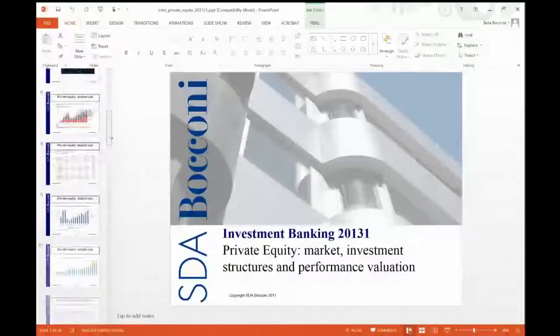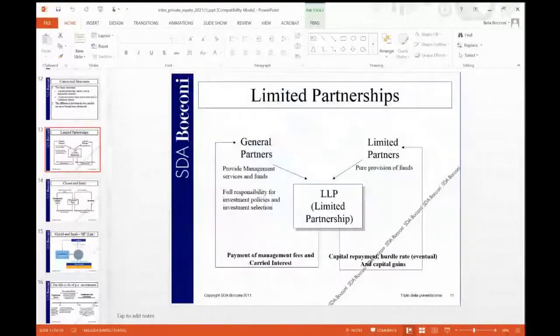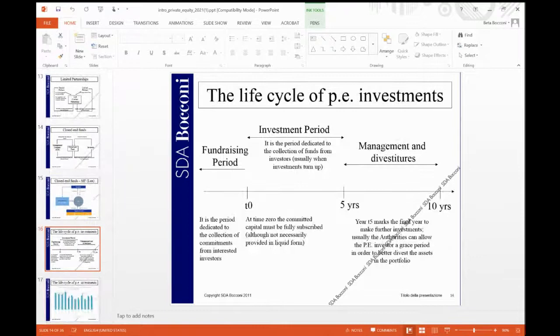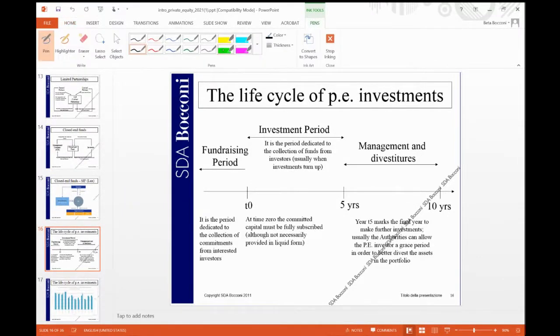So going back to our previous session, we left off with the analysis of the two structures, the limited partnership one and the closed-end fund one. And we have seen that in both cases, the two vehicles go through the same life cycle with a fundraising period, an investment period where investments are made, and then a management period dedicated to managing companies and divestitures.